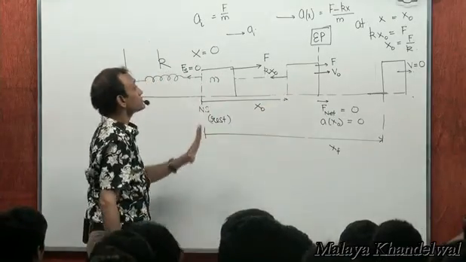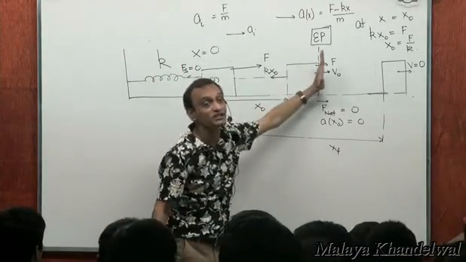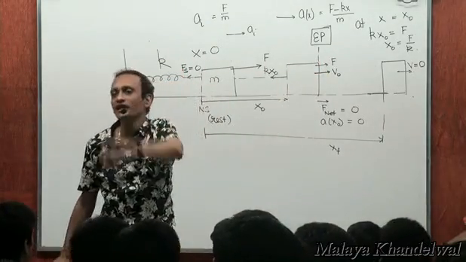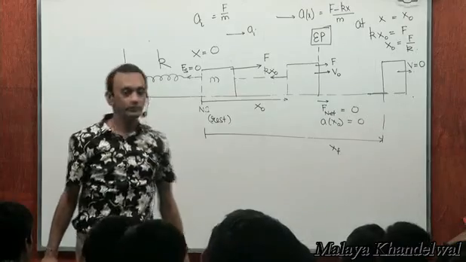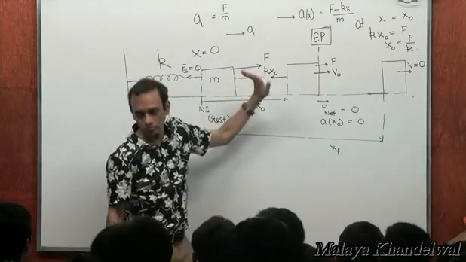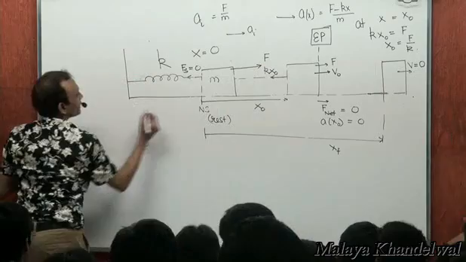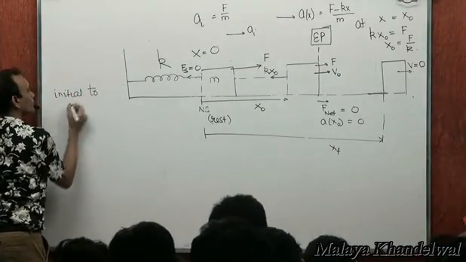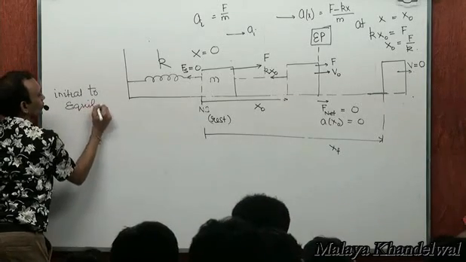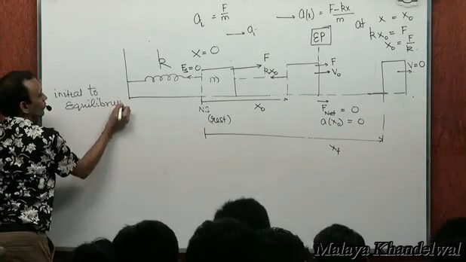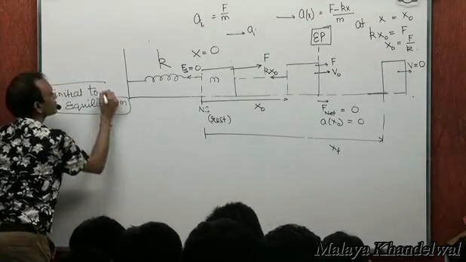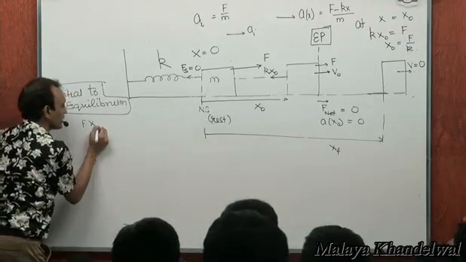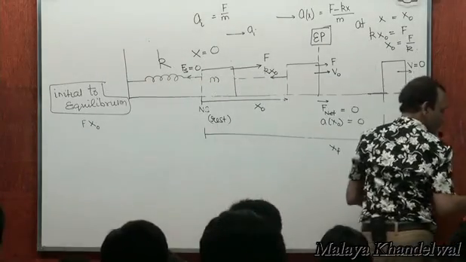What I could do is apply the work energy theorem between this state and this state. Between this state and this state, I choose to apply work energy principles, right? Okay. Work done by N and mg is 0. What's the work done by F? From an initial state to an equilibrium state, what's the work done by F? F into x naught, right?